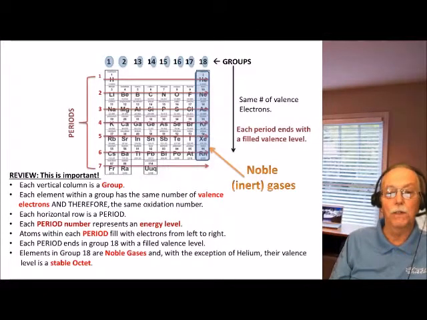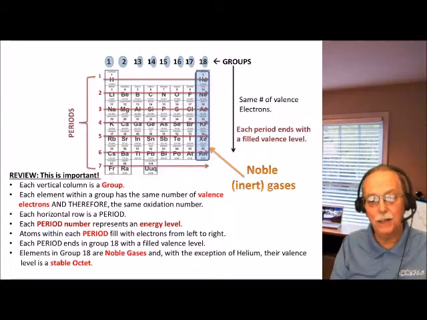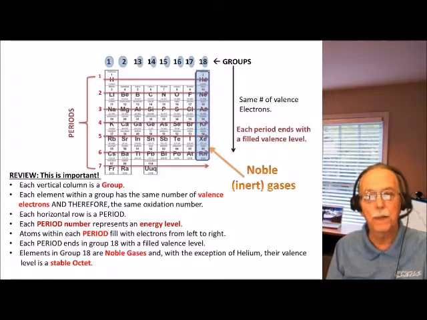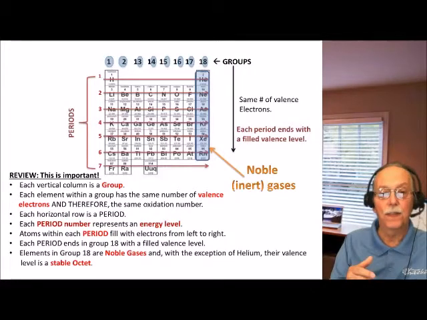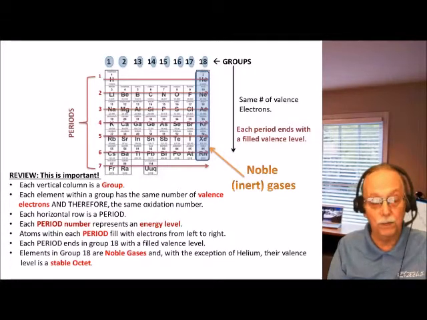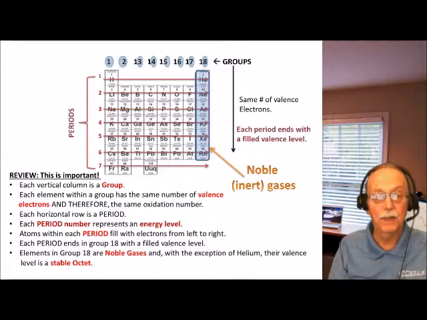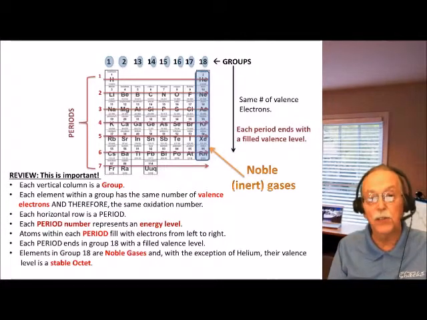Elements in group 18 are referred to as noble gases, and with the exception of helium, their valence level is a stable octet. That stable octet means 8 valence electrons. Stable means those atoms aren't chemically active. Why are they not chemically active? Well, one of the things you'll find out is that they're not chemically active because they have a stable octet, or a filled valence level in the case of helium. And they're not going to lose any valence electrons, they're not going to gain any valence electrons. They're stable.